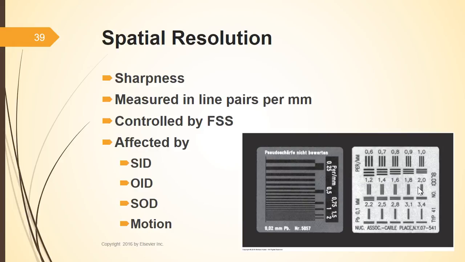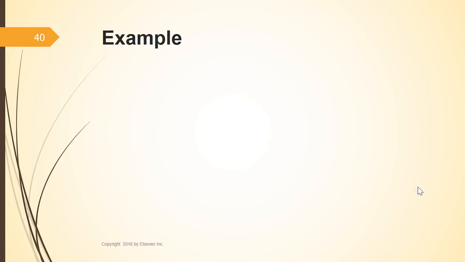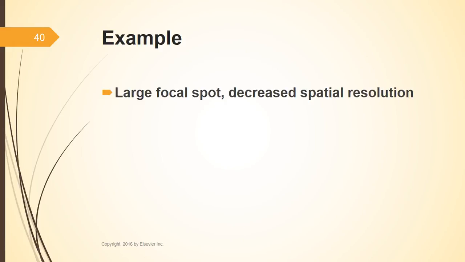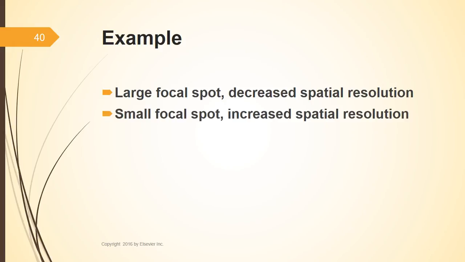So the main controlling factor is picking the focal spot size, whether it's large or small, but the resolution can be affected by source to image distance, object to image distance, source to object distance, and motion. Here's an example. The size of the focal spot affects sharpness and spatial resolution recorded in an image. The bigger the focal spot size, the spatial resolution will decrease. The smaller the focal spot size increases spatial resolution.